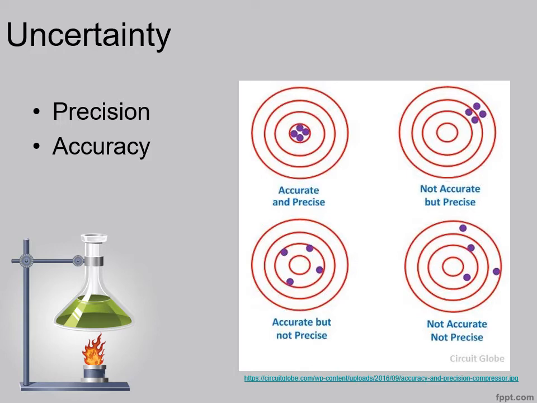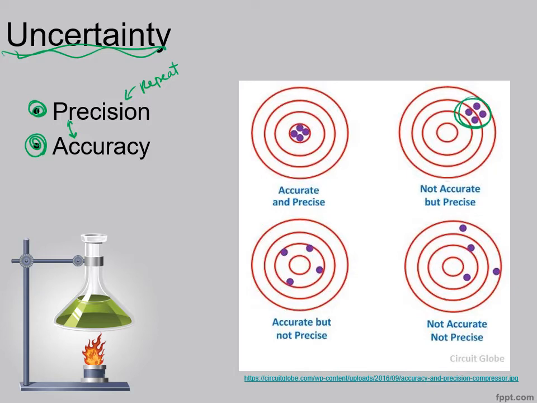So first up, lots of ideas regarding uncertainty. When we're talking about uncertainty, one of the concepts that we like to talk about is if our data is precise, if our data is accurate. In common language, these words kind of mean the same thing, but in chemistry and science, they're quite different. Precision is all about repeatability. If I'm getting the same value over and over and over again, my values are precise.